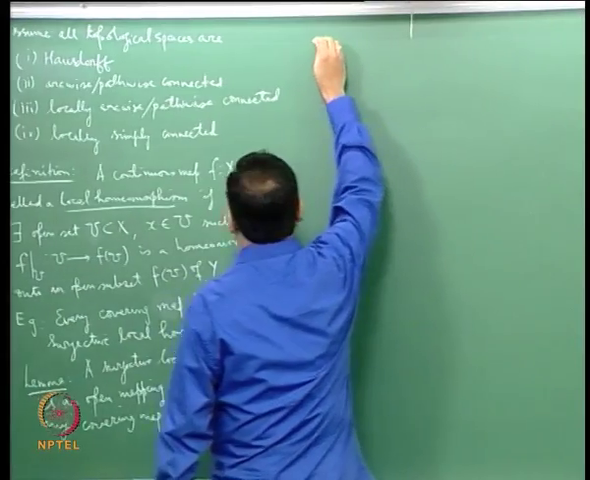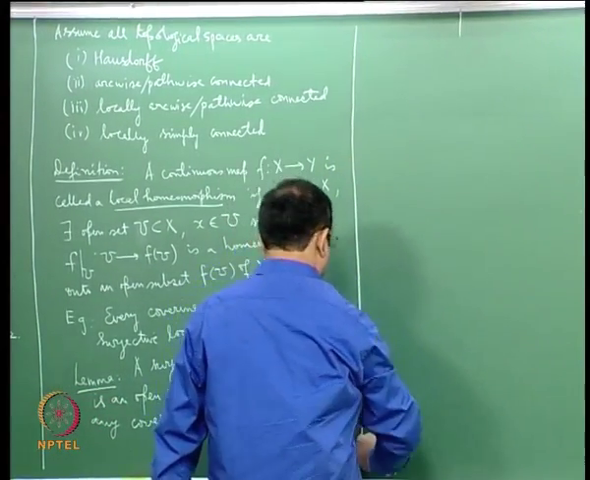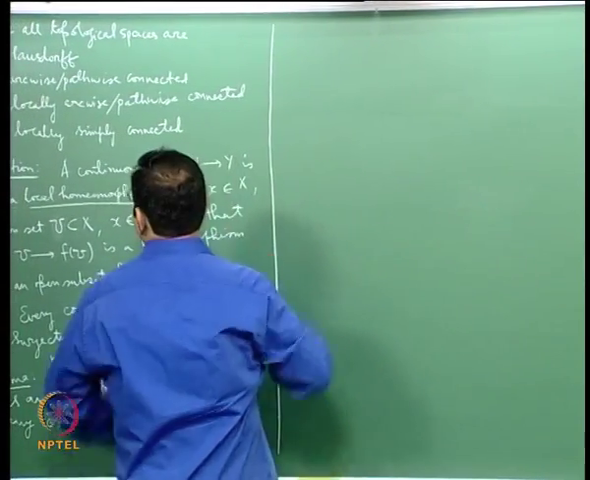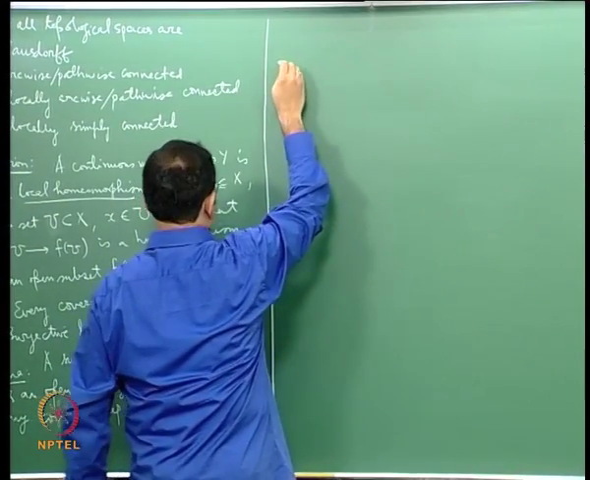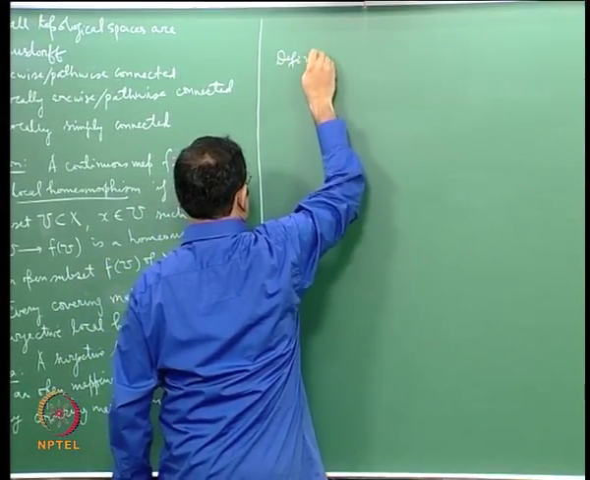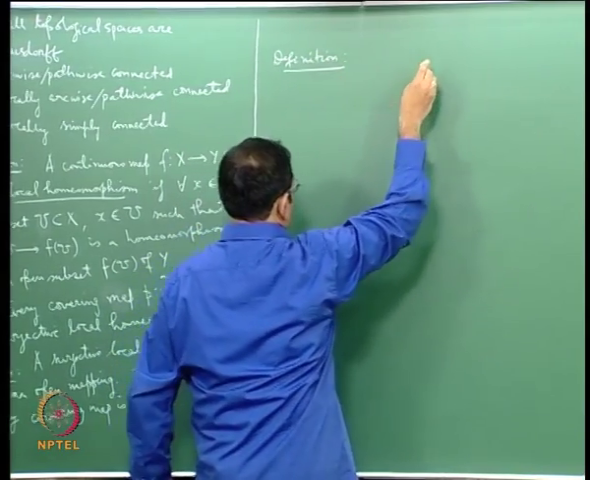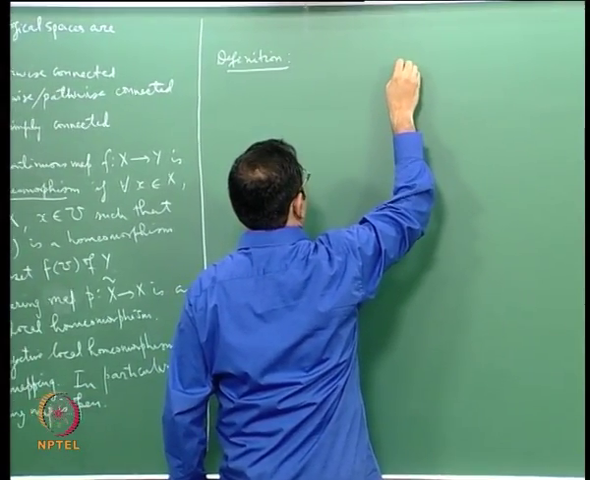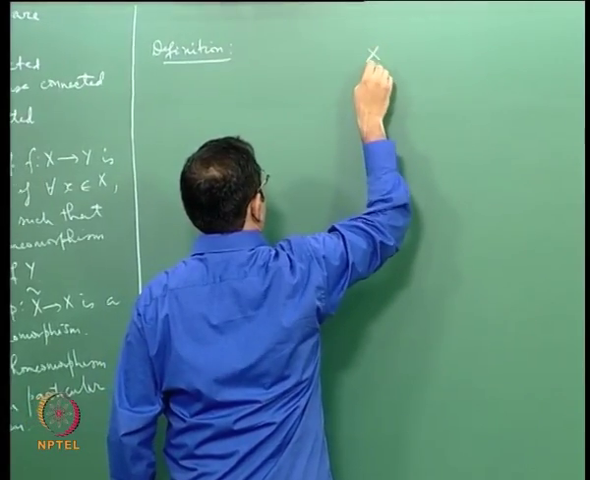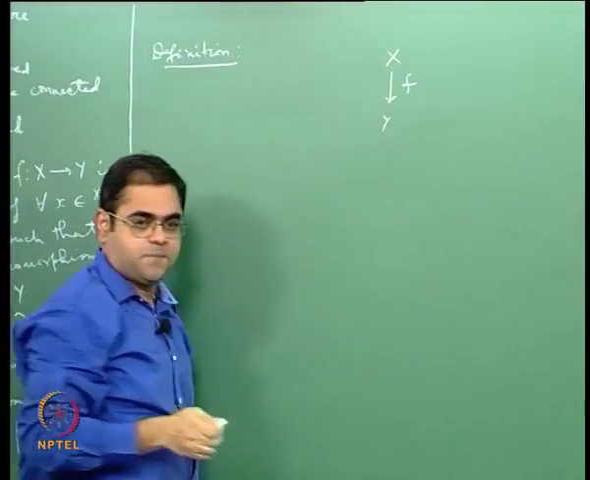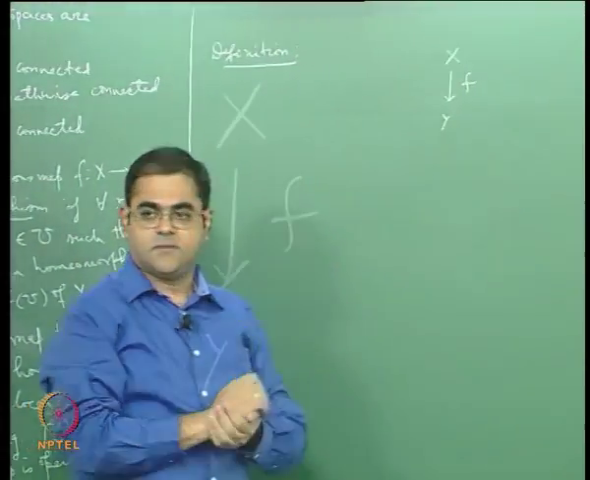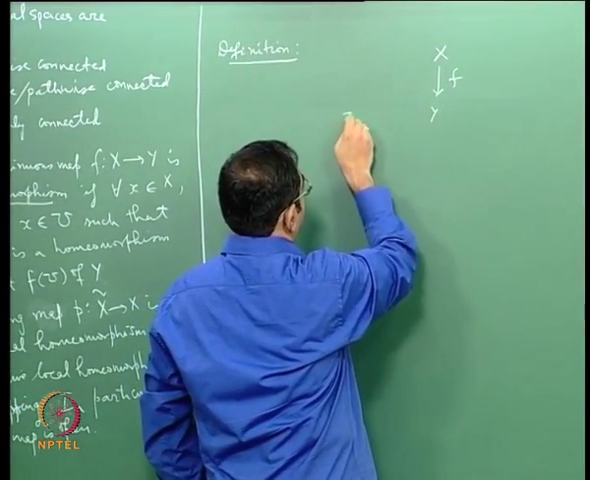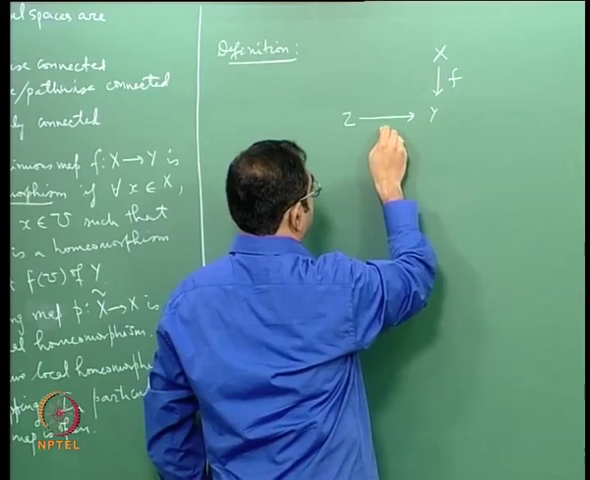So maybe I can draw this line here and remove this. So let me talk next about liftings of maps. So the situation is the following. You see, I have a map f from X to Y, which I am purposely writing vertically. And suppose I have a map from Z to Y. Let me call this h.